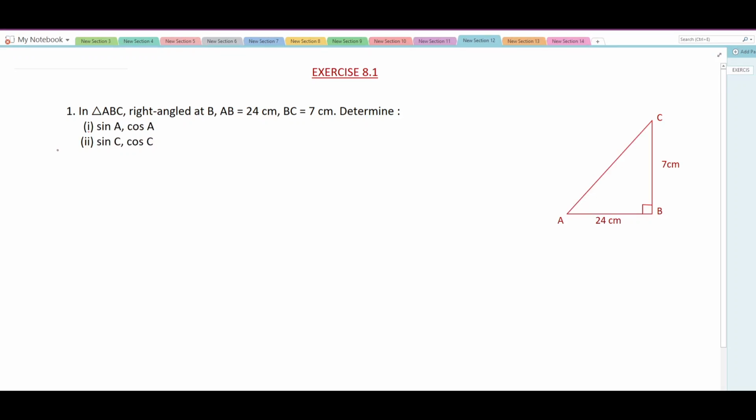Now we solve exercise 8.1. Question 1. In triangle ABC, angle B is 90 degrees, BC is 7 centimeters, and AB is 24 centimeters. Then we will find sin A, cos A, sin C, and cos C. Solution.